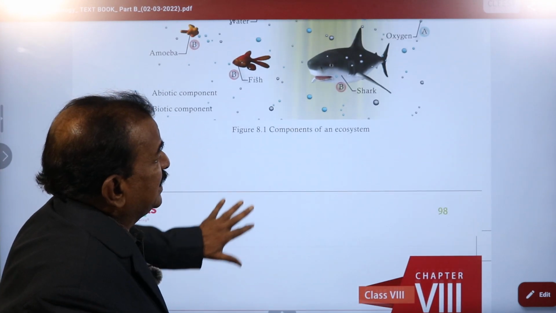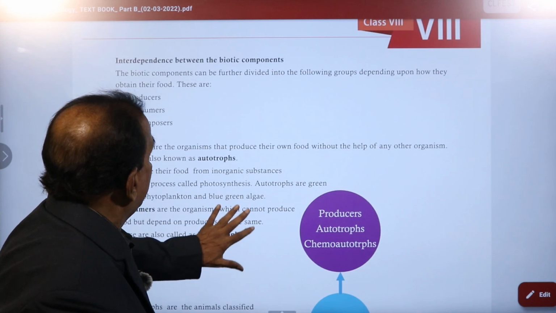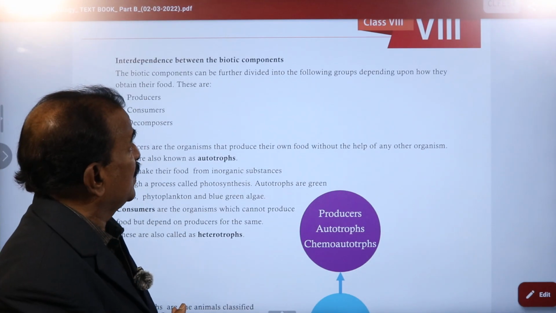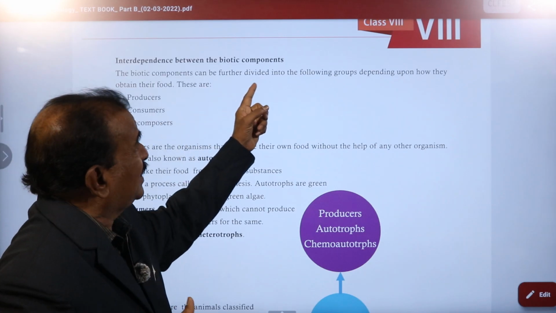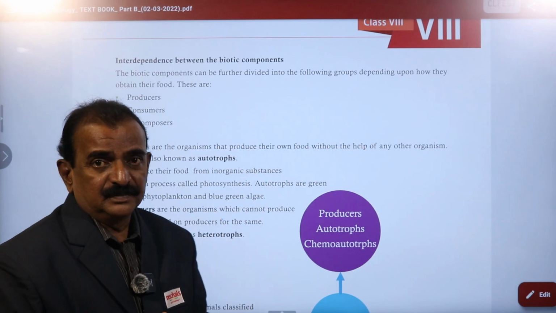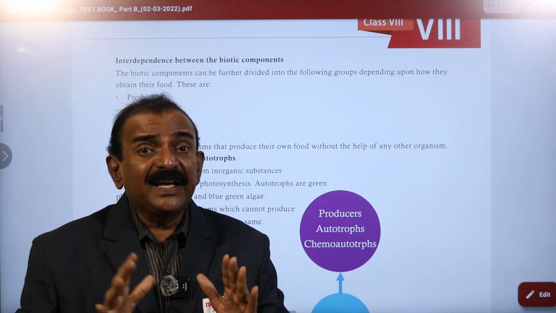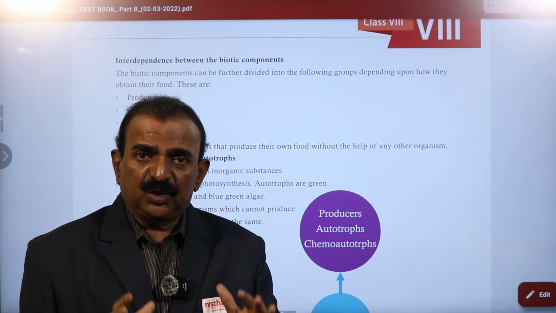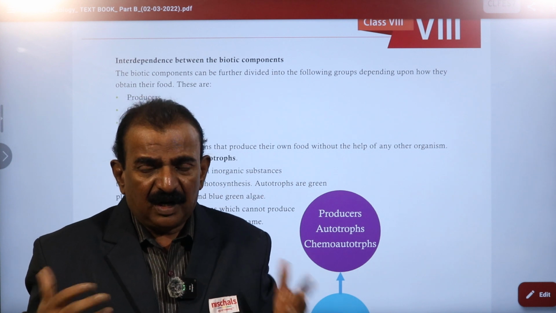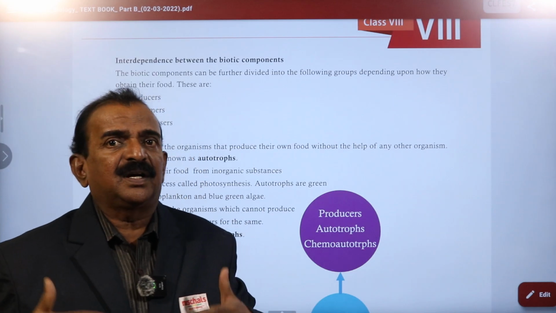That is the information given on page number 98, and we are moving to another page, page number 99, and there you see interdependence between the living forms. The biotic components can be further divided into the following groups depending upon how they obtain food. All animals, all living organisms need to obtain food. Without consumption of food, they cannot survive. We depend on food; without consuming food, we cannot live.